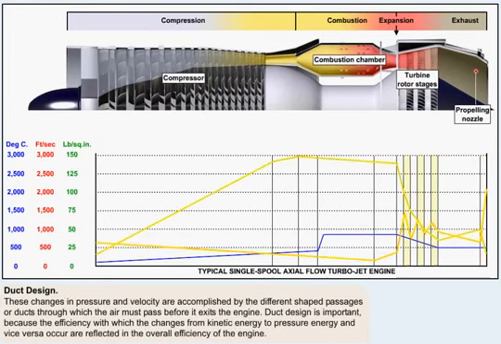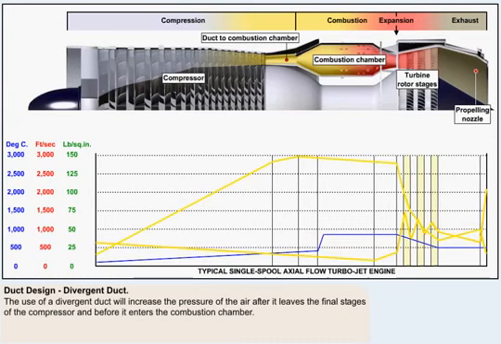These changes in pressure and velocity are accomplished by the different shaped passages or ducts through which the air must pass before it exits the engine. The design of these ducts is extremely important, because the efficiency with which the changes from kinetic energy to pressure energy and vice versa occur are reflected in the overall efficiency of the engine.